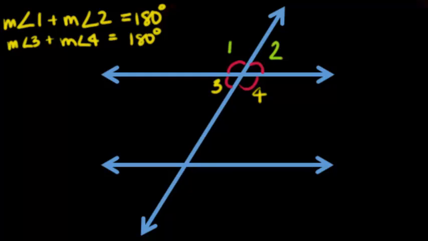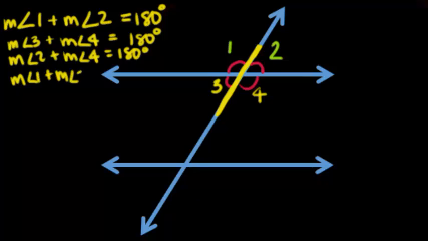But notice that angle 2 and angle 4 also create a straight angle. And angle 1 and angle 3 together also make a straight angle. So we can also say that the measure of angle 2 plus the measure of angle 4 equals 180 degrees, and the measure of angle 1 plus the measure of angle 3 equals 180 degrees.